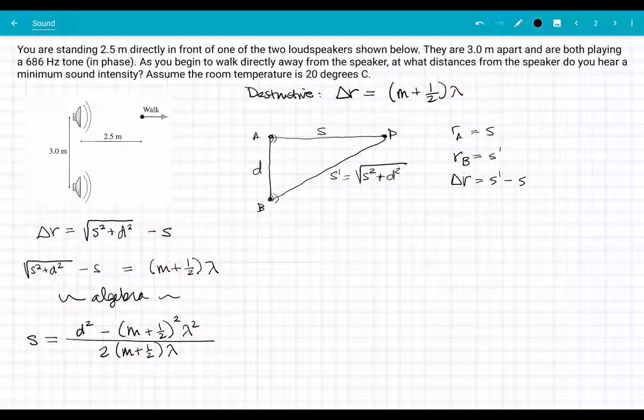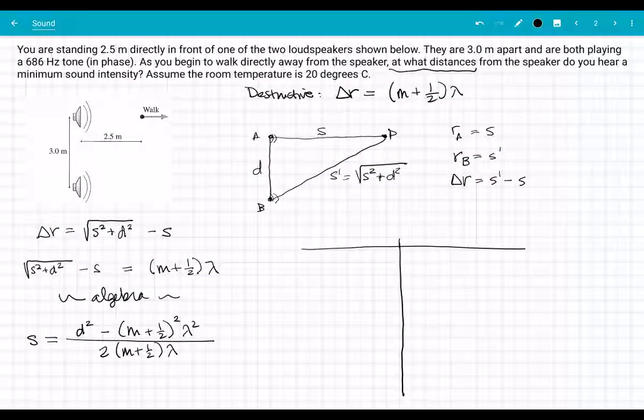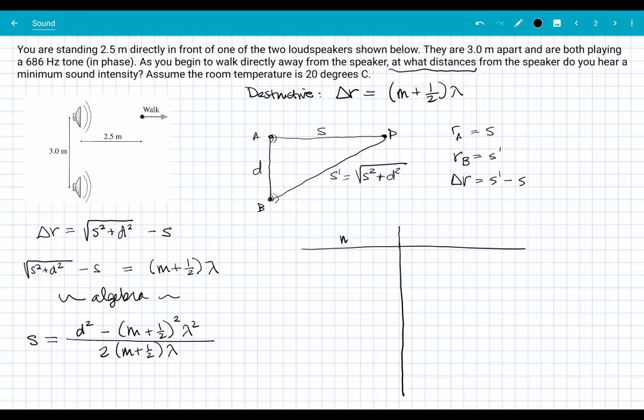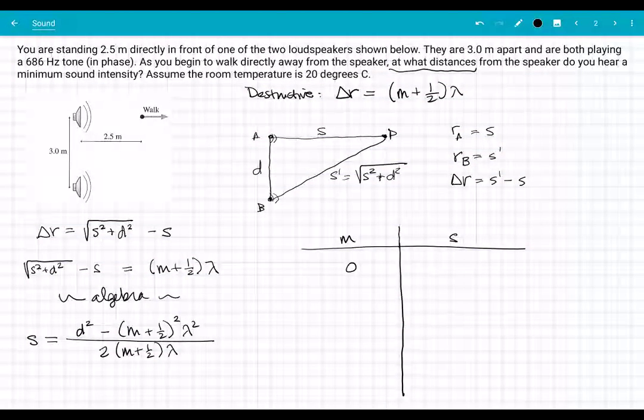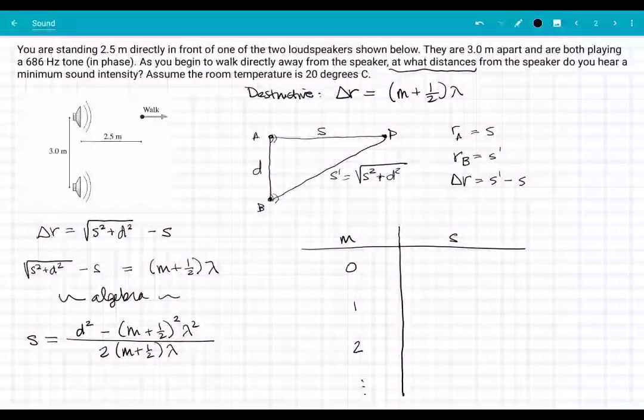Now, remember in this problem they ask us at what distances. So what I did is I just made a little table. This is often useful in these kinds of cases. Just make a little table and say, all right, well, I know what my different values of m are. What are going to be my resulting values of x, depending on those m values? And you can just go for it. I just chose to do 0, 1, and 2, and then you can go on from there, right?